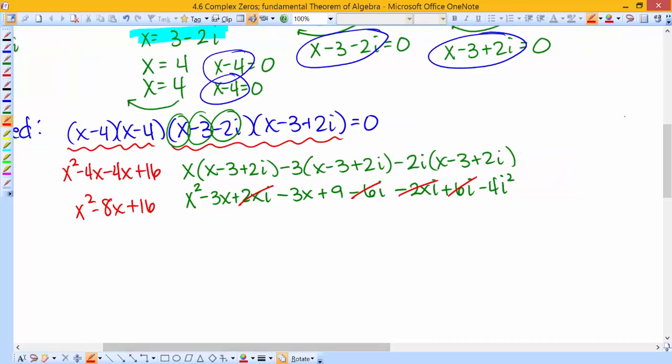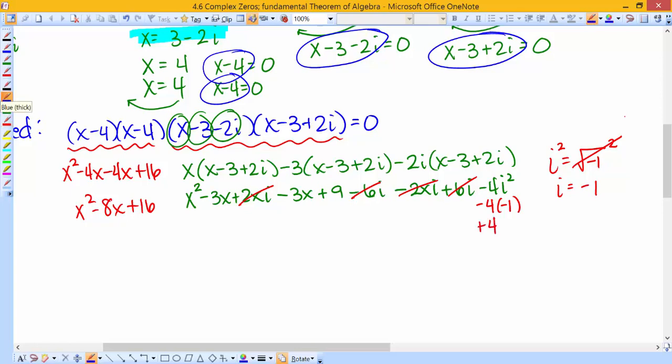Now, I have another i left. Well, i squared. i equals the square root of negative 1. Well, I want i squared. So I'm going to square the i, which means I need to square the right side of my equation. When I square a square root, that cancels, and I'm left with negative 1. So this is negative 4 times negative 1, which is positive 4.